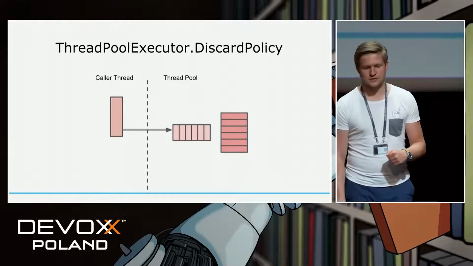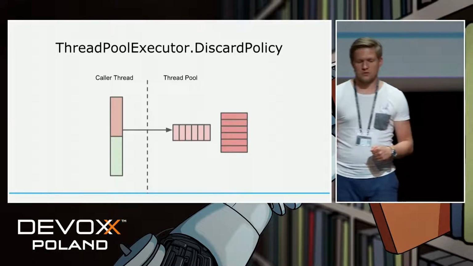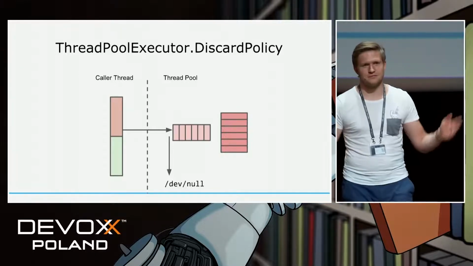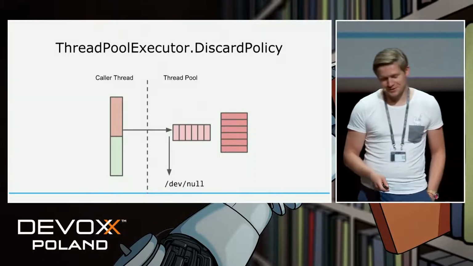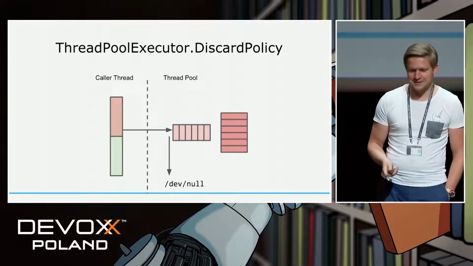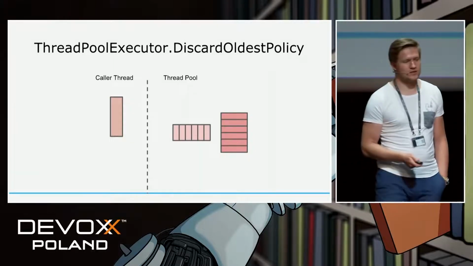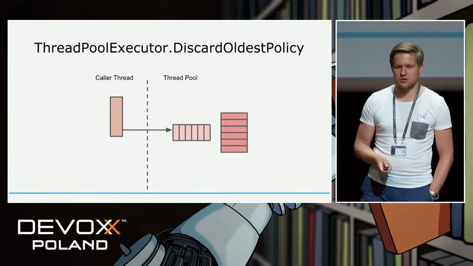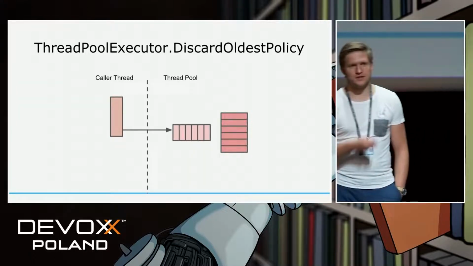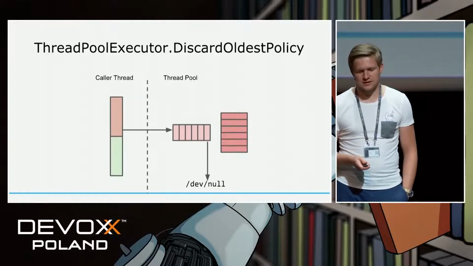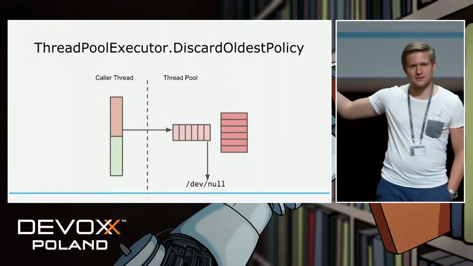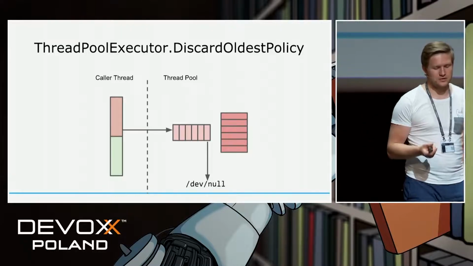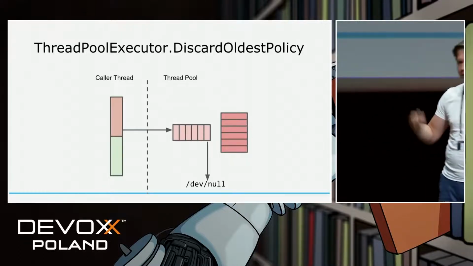This is really great. There are also some more sophisticated policies, like discard. If you want to put a task onto the queue, it's just going to put it in /dev/null if it's full. It's just going to vanish. It might be useful in some cases. The other one, discard oldest, is very similar, but whenever you put something on a queue which is full, instead of discarding your task, it's going to discard the oldest one, the first one waiting for execution.